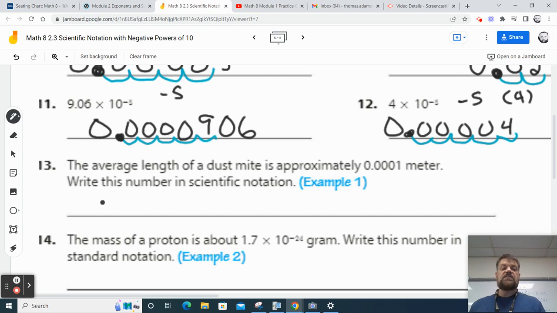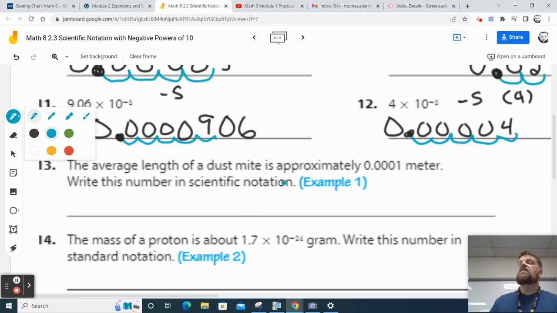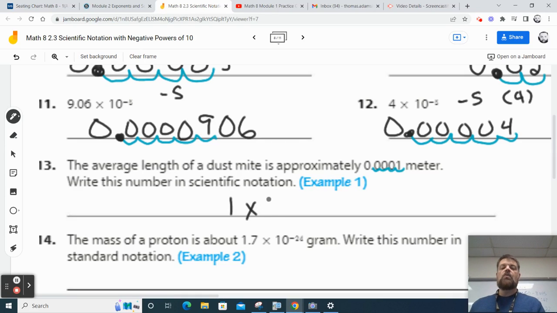All right, let's do this last two. It says problem number 13. What is the average length of a dust mite? And then it says it's 0.00001. A dust mite is a tiny little thing, it's not even an insect. Dust mites live in your bed. Oh, gross. But that's why you should wash your sheets all the time. Dust mites feed off of your dead skin. So I've got 1 times 10 to the negative what? 4. 10 to the negative 4.